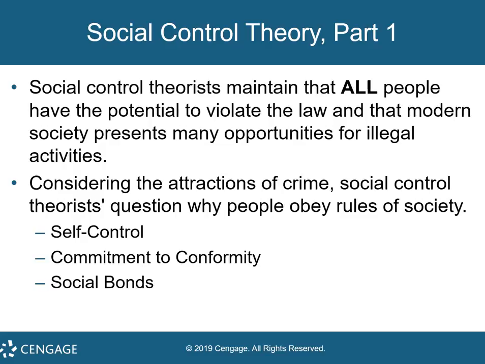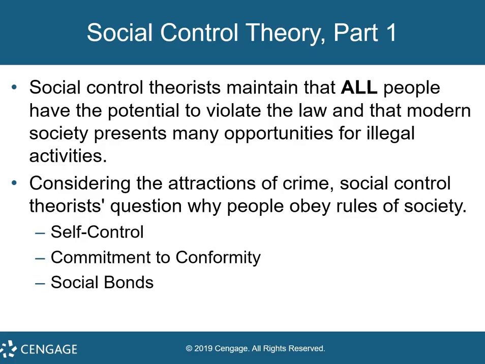Now, considering the attractions of crime, social control theorists question why people obey the rules of society. They argue that people obey the law because behavior and passions are controlled by internal and external forces. Some individuals have self-control, a strong moral sense that renders them incapable of hurting others and violating social norms. Other people have been socialized to have a commitment to conformity. They have developed a real, present, and logical reason to obey the rules of society, and they instinctively avoid behavior that will jeopardize their reputation and achievements.